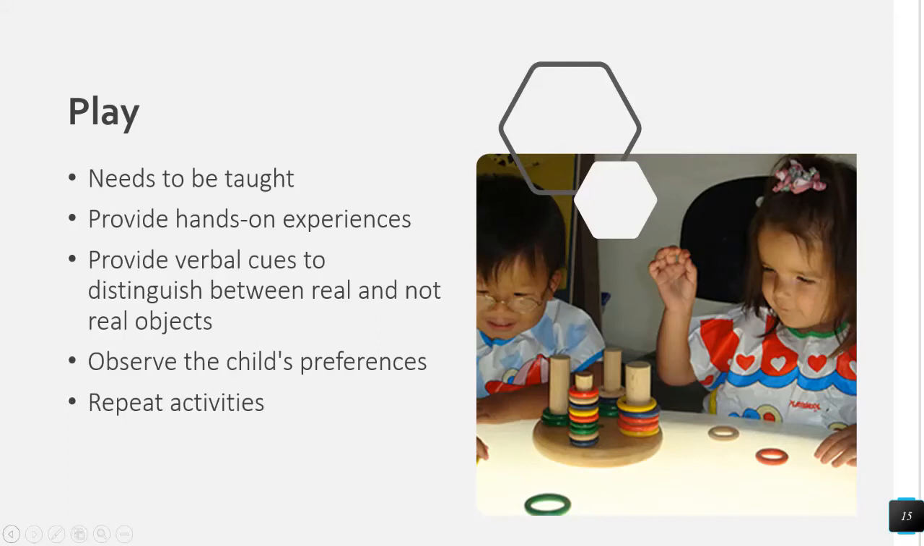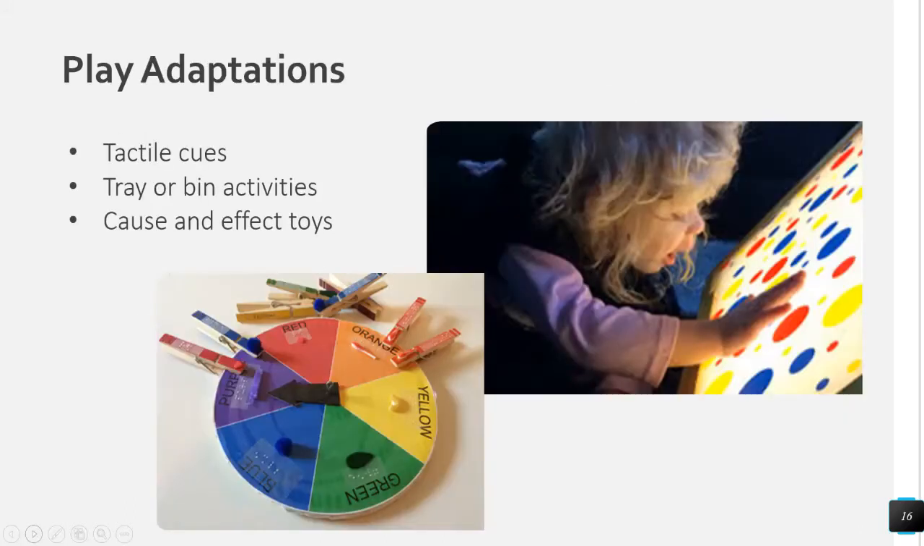Watch how the child plays and observe what their preferred toys are. Some children gravitate towards soft objects, and some children have aversions to certain textures or don't like sticky feeling. Start with what they like to promote independent play. Also, make sure to give lots of opportunity to repeat an activity so that the child can learn what to expect during play. The following are some ideas on how to adapt play activities for children with visual impairments.